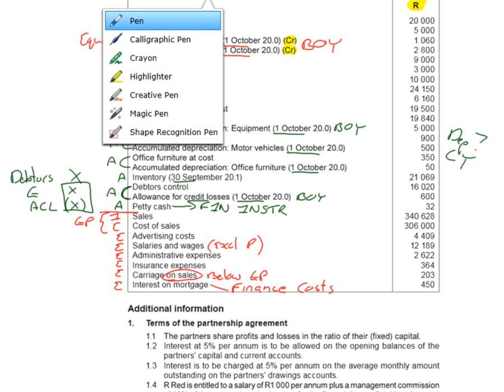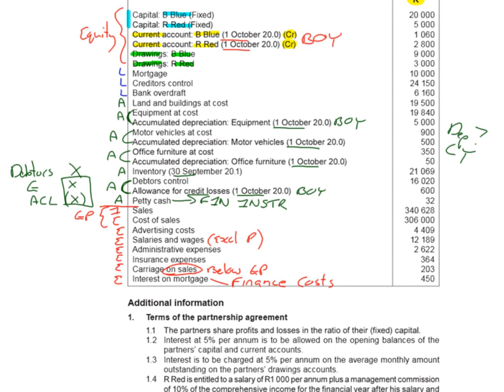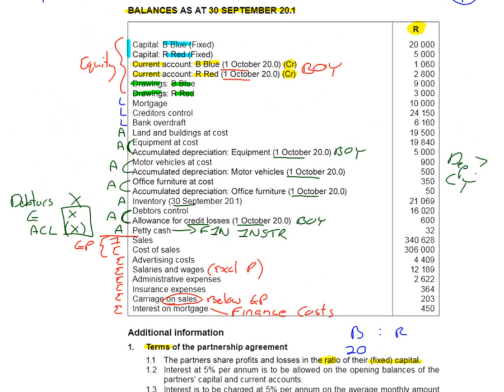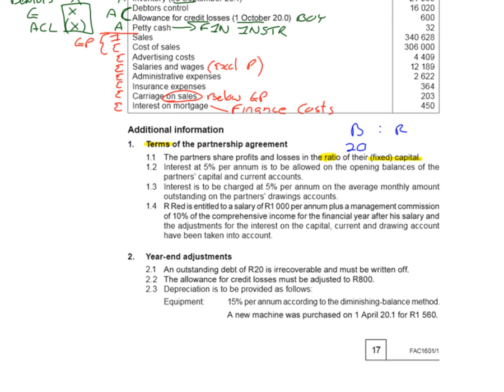Good. Now we move down and we're going to have a look at the extra information. They give us the terms of the partnership agreement. The partners share profits and losses in the ratio of their fixed capital. And if I remember correctly, that was blue had 20,000 and red had 5, didn't he? Yes, 5. So 20 versus 5. Okay, and the total is 25. So it's 20 out of 25 or 5 out of 25 for the ratio split.